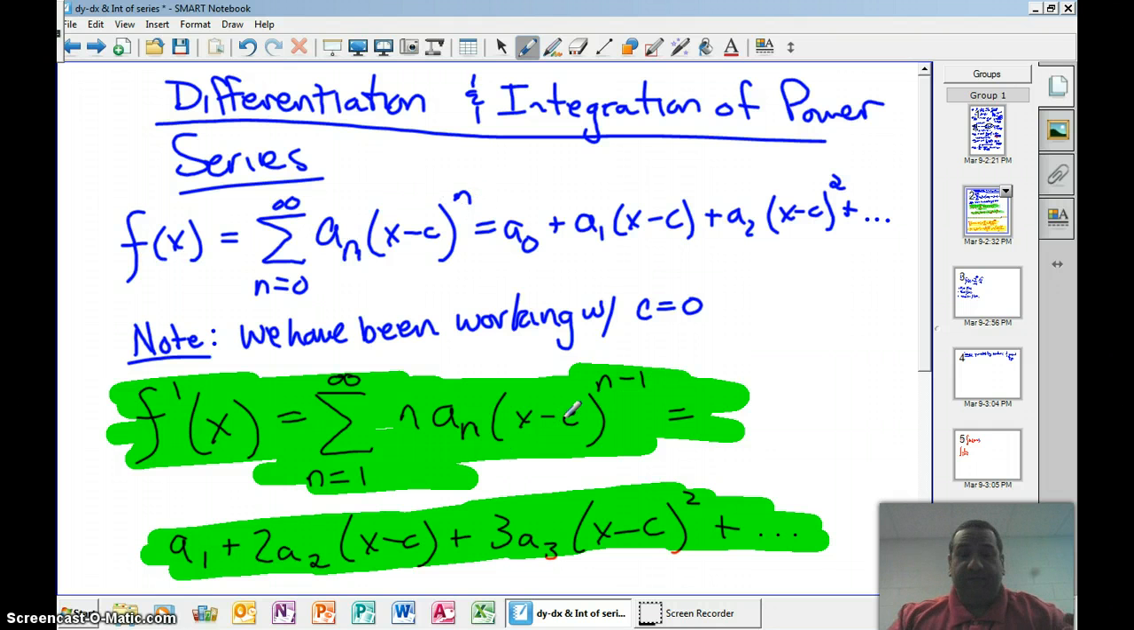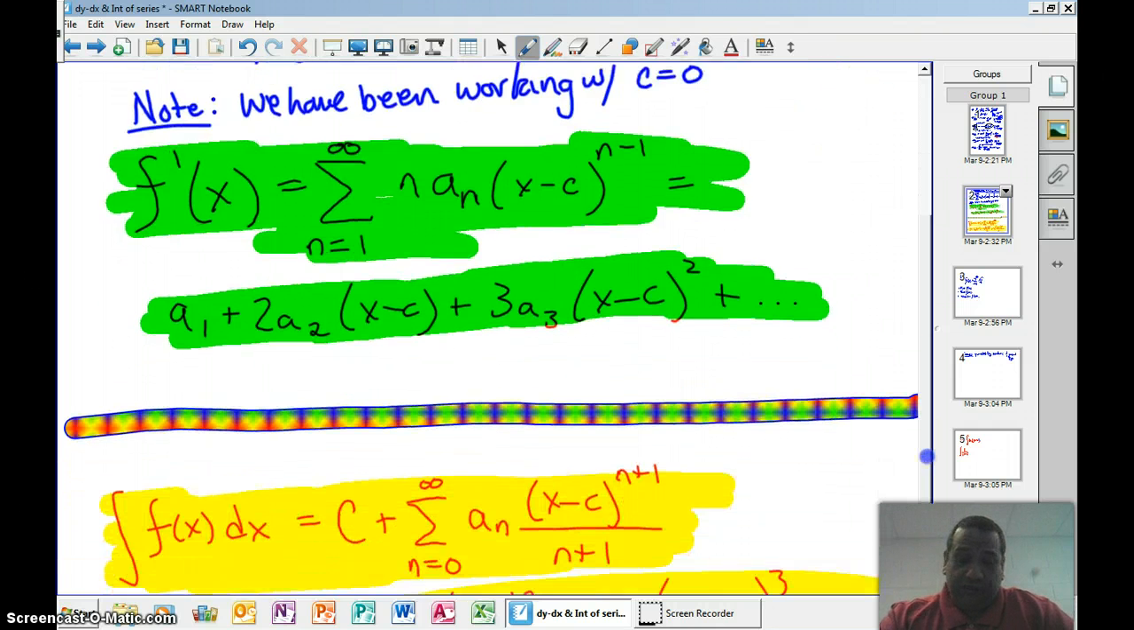Now, it's the same as taking the derivative of each one of these terms with respect to x. Check it out. This goes away, that becomes 1. Then this becomes 2a2. This one goes away because remember that was a constant. So I have just a1, because it's like a1x. This is like a2 times x squared, so it's 2a2, then 3a3, etc. That's how it works with differentiation.